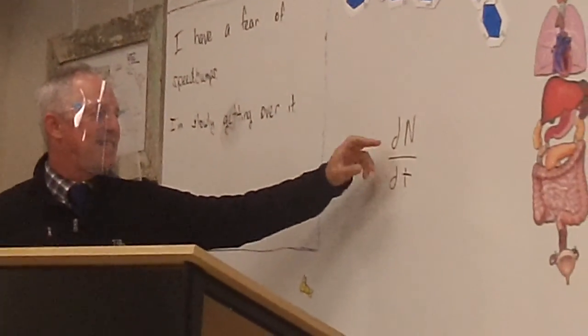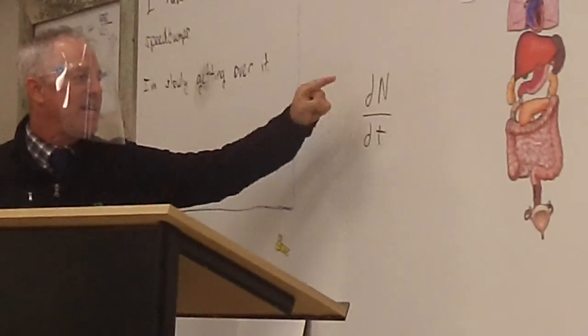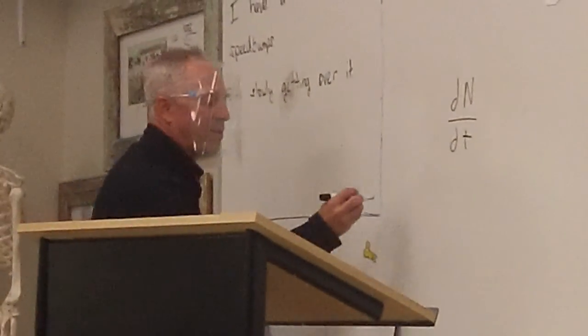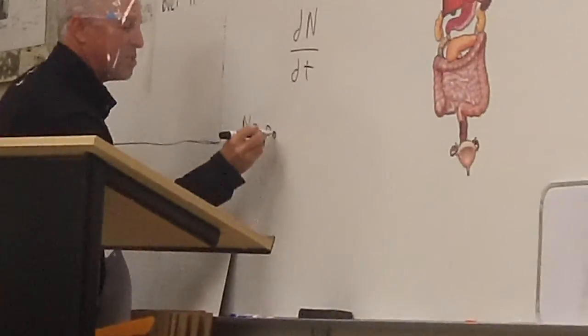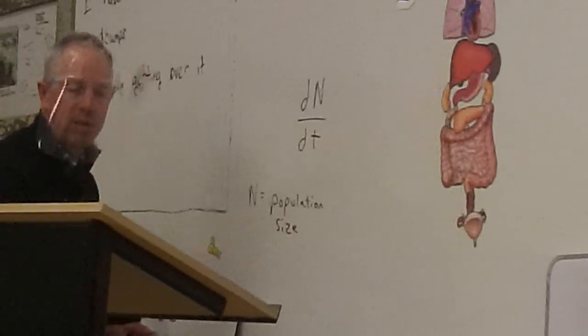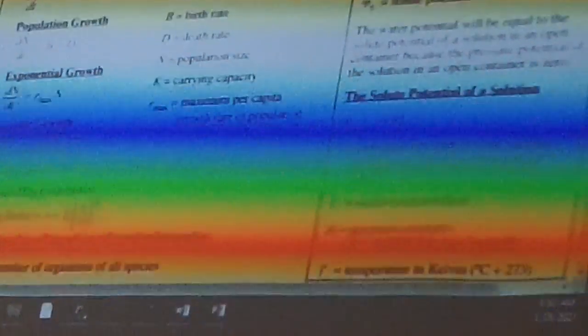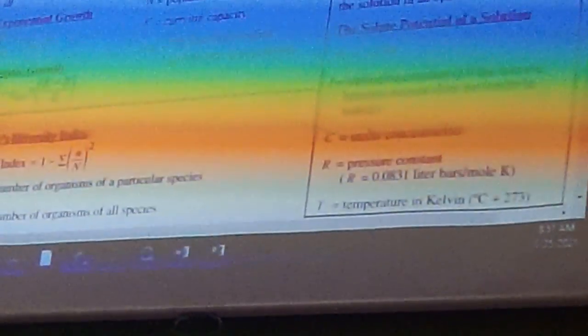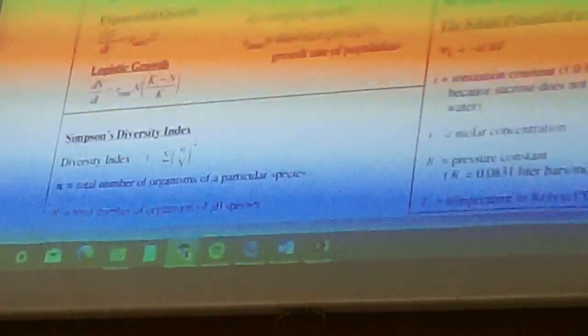The d means the change in. The change in N, where N equals population size. How do I know that? From looking at the equation sheet. Yes, you can write on it. Look, N equals population size. So dt means change in time. The rate is the amount of change over the change in time.